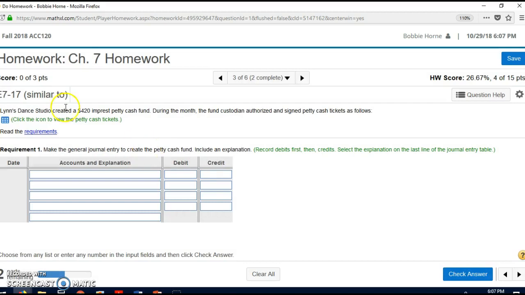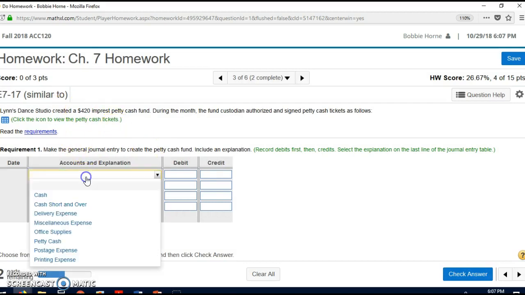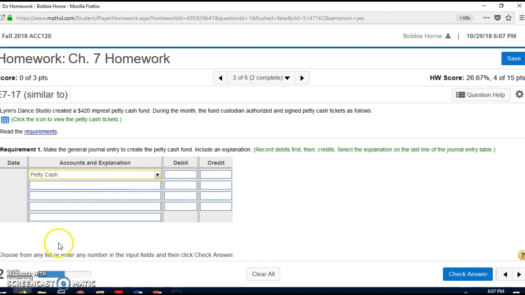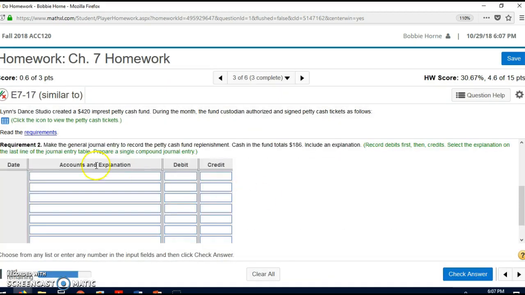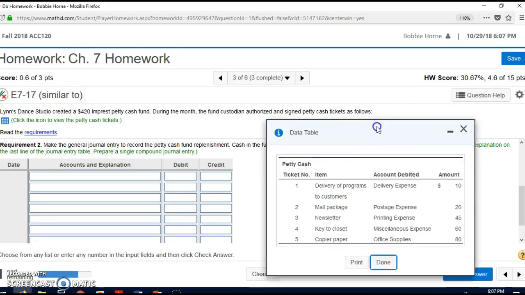On question 3, we want to create the fund, so it's for $420. So this is very similar to the one we just worked. So we're going to open the petty cash fund. Then the next one, we need to record the petty cash fund replenishment.